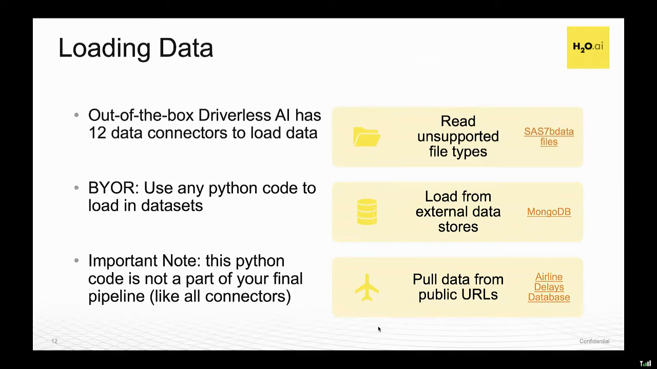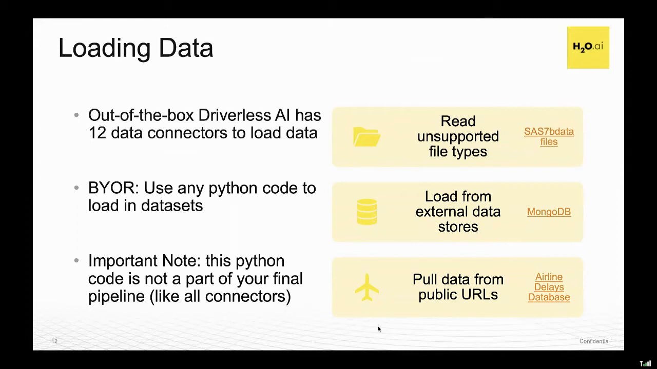So the first type of recipe we'll talk about is loading in data. Out of the box, Driverless AI has 12 connectors to bring in data. This is a JDBC connector for any SQL warehouse, and then special connectors to other locations like S3 or Azure Blob Store. What we're doing with Bring Your Own Recipes is that you can use any Python code to load in a data set. One thing that's important to note, just like every other data connector, this Python code is not going to be part of your final pipeline.